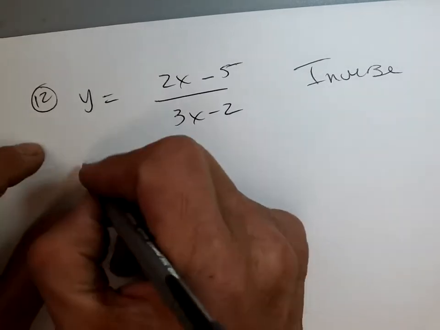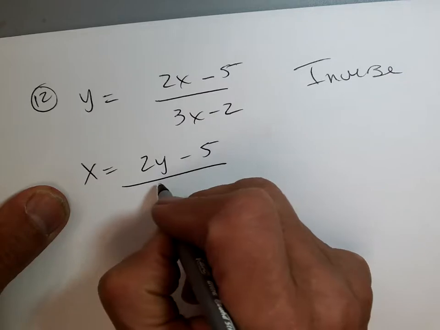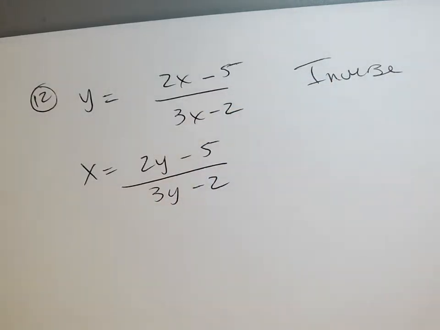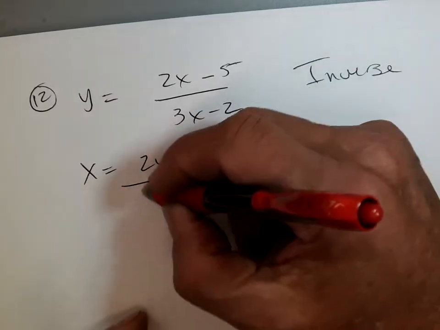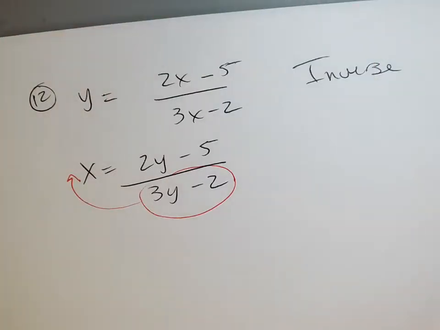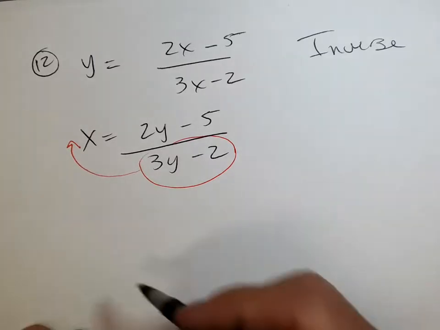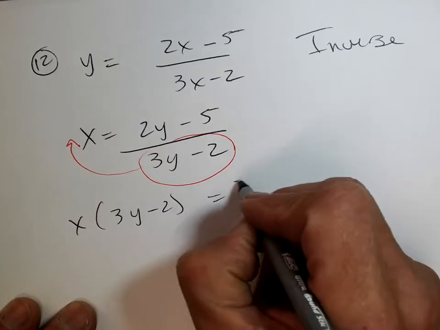So let's rewrite this as x equals 2y minus 5 over 3y minus 2. Okay? Switch the x's and y's. I'm going to cross multiply. There's a 1 right here, but basically when I say cross multiply, I'm just going to take the 3y minus 2 and multiply it up. The 1 here is pretty redundant, right? So if I cross multiply, I'll have x times 3y minus 2 equals 2y minus 5.